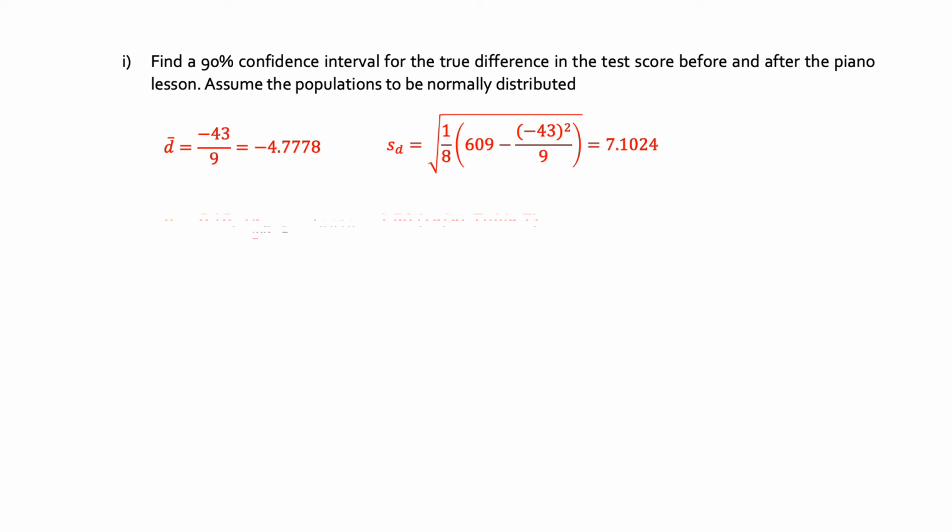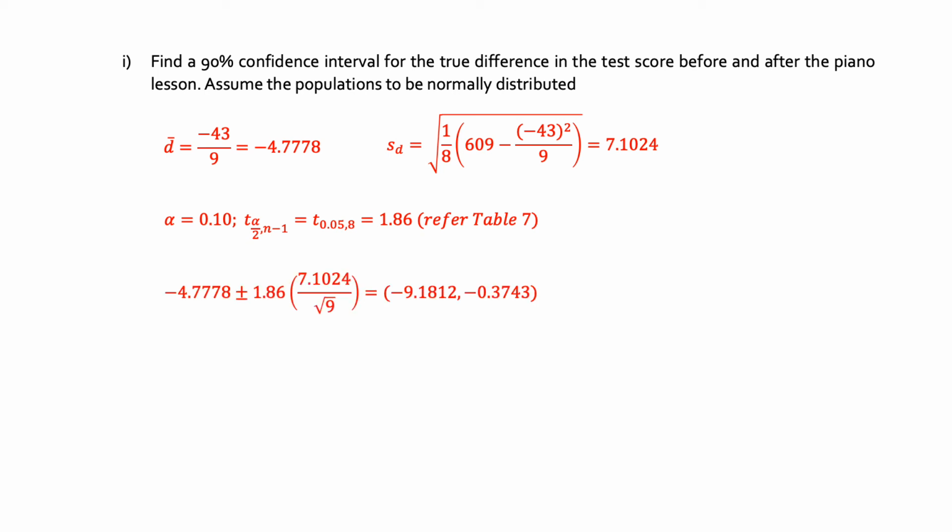So alpha for this example equals to 0.1. So t alpha over 2, N minus 1 is equivalent to t 0.05, 8. And by referring the table 7, we get the value of t statistic equals to 1.86. And then substitute into the formula of the confidence interval. Finally, we get negative 9.1812, negative 0.3743.